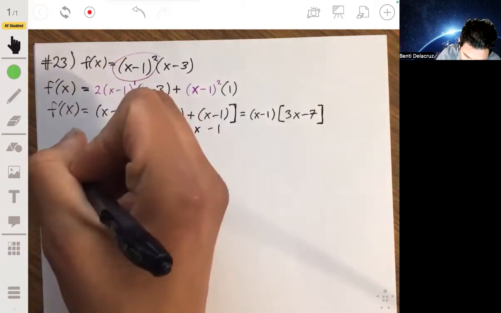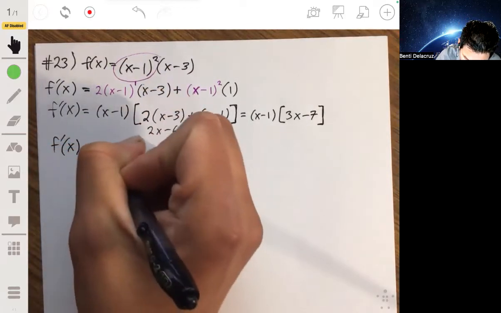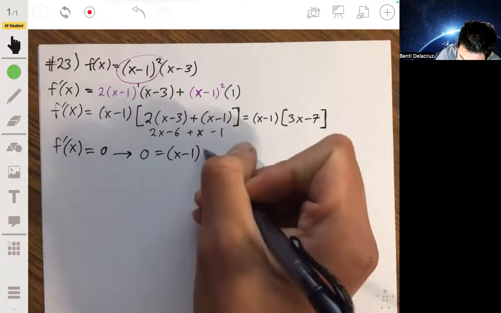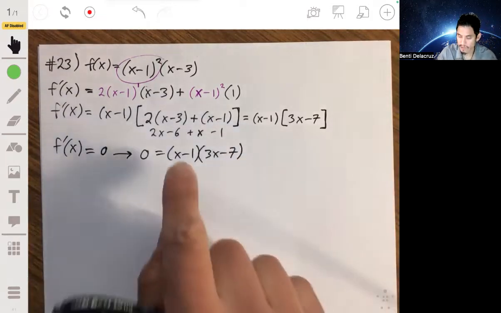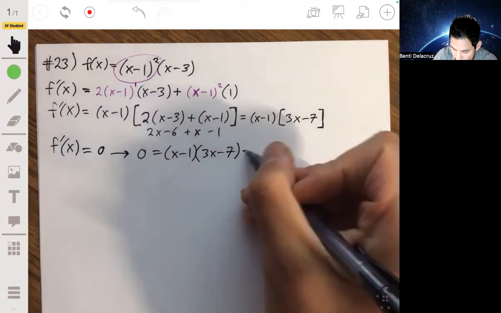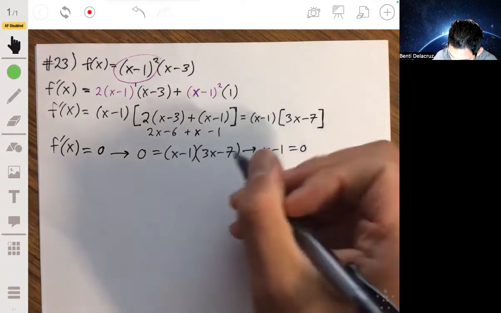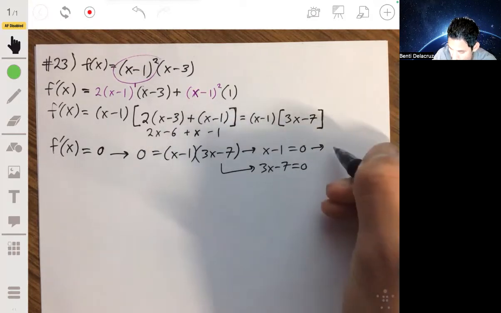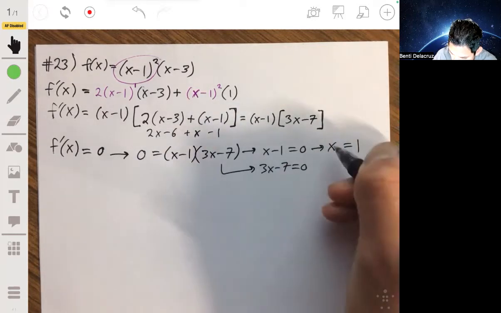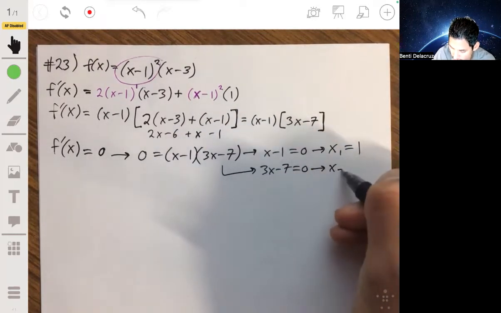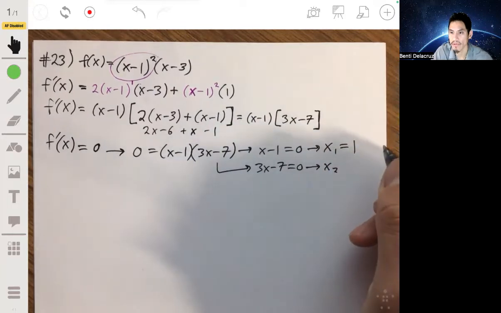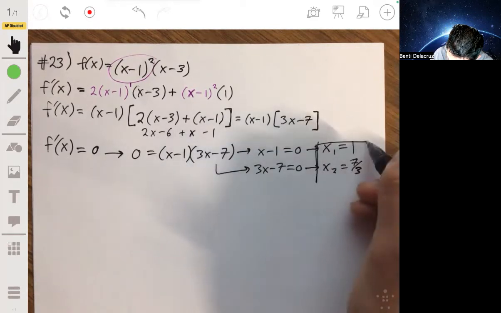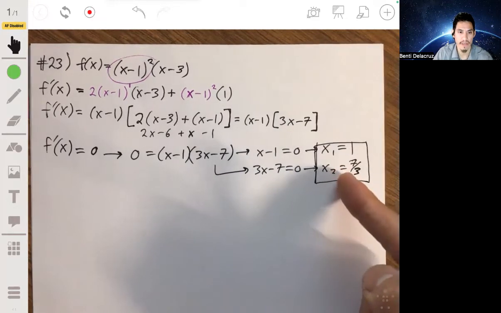So now let's look at where the first derivative is 0, where f prime of x is 0. So we're going to set 0 equal to (x minus 1) times (3x minus 7). So we just solve for the zeros here. That means x minus 1 equals 0, or 3x minus 7 equals 0. So we have one critical value, x equals 1. And the other one will be 7/3. So these are our critical values.